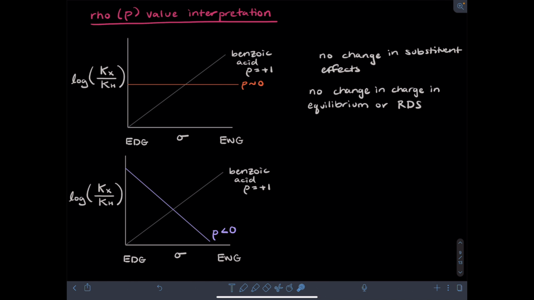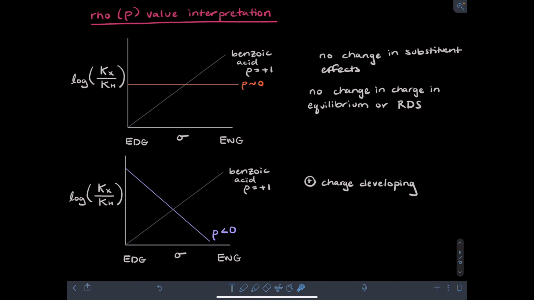And a final scenario is, what if rho, the slope of the Hammett plot for your reaction of interest, has a slope that is negative, less than 0? This will be the case if positive charge is developing in your reaction near the aromatic ring. In this case, the product side of your equilibrium would be favored if you had electron donating groups to stabilize positive charges, or your equilibrium would be disfavored as you go to electron withdrawing groups, which are destabilizing to positive charges that are developing.